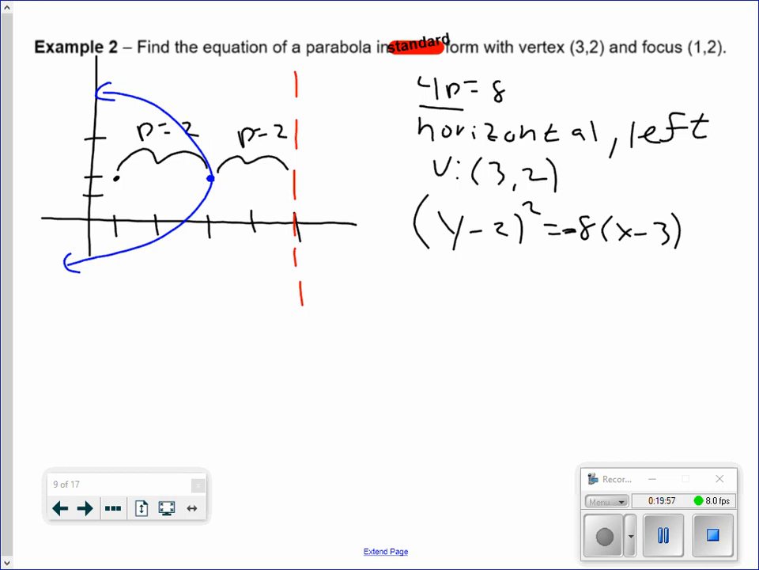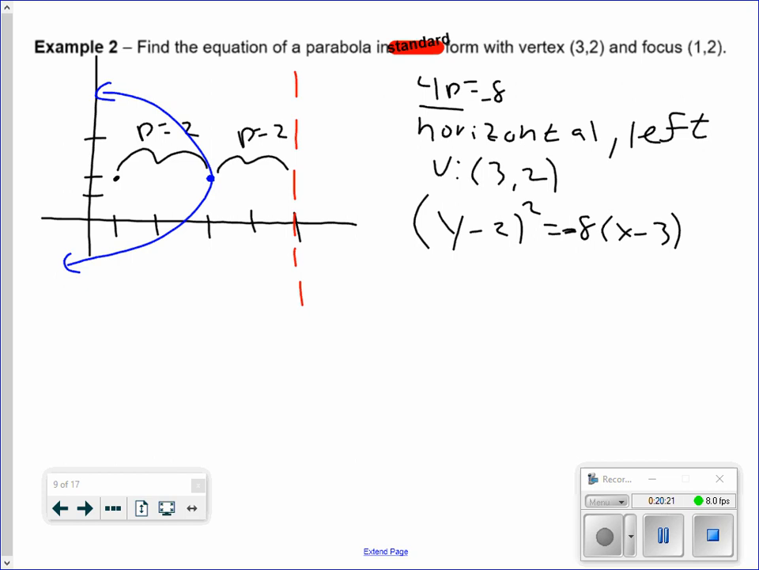So from here, I already have everything I need. Actually, 4p should be -8, sorry about that, because we're opening to the left, so it'll be negative. I'm going to use the horizontal standard form, the y squared version. So you have (y - 2) all squared, or y minus my k value, equals my 4p, which is -8, times (x - 3).